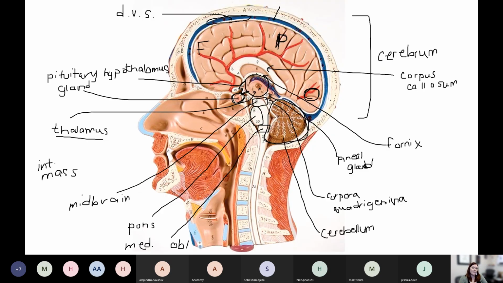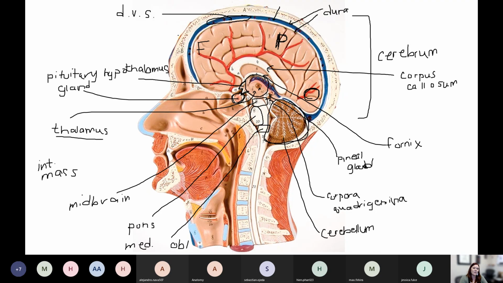So the one other thing I want to make sure we label on this model here is that white, thick connective tissue layer that we saw forming the dural venous sinus. That white that I see on either side of the blood vessel, that's the dura mater. The dura mater is that white on either side of the blood vessel.